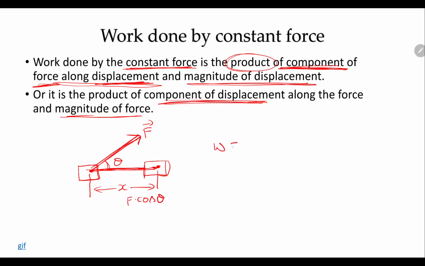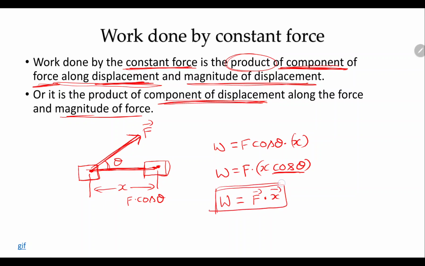So work done is equal to f cos theta into x. Okay, so this is the formula for work done. Or you can also write force into the component of displacement, that is x cos theta, both are the same. So f cos theta into x, or W is equal to f into x cos theta. In vector form you can write it as f dot x, because it is a scalar product. Here we have cos theta. Okay, this is work done by a constant force.